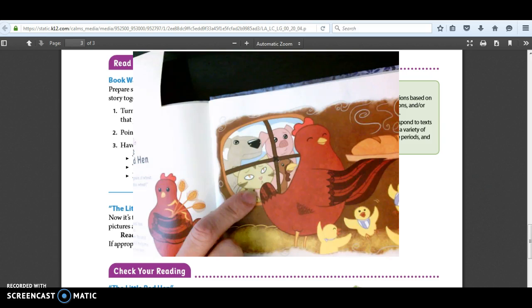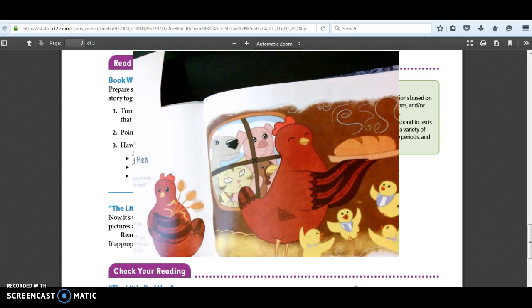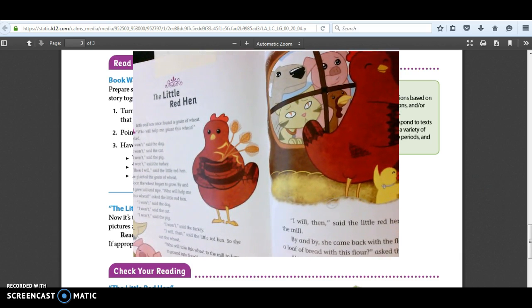Now, based on the fact that the story is called The Little Red Hen, and the fact that we've looked at all the pictures, I want you to make a guess or a prediction about what you think the story is going to be about, and I want you to tell your Learning Coach. Let's pause for a moment and give you a chance to do that.